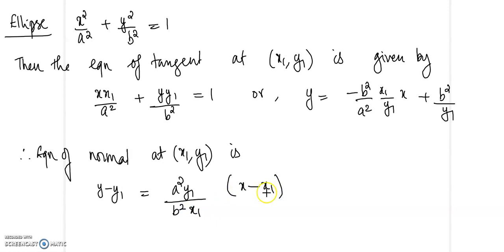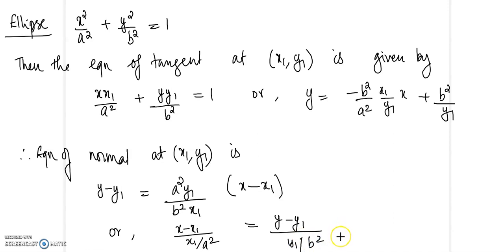So that is going to be the equation of the normal, or we can rewrite it in the form (x minus x1) by (x1 by a square) equal to (y minus y1) by (y1 by b square). Just rearrange it, so we can write it in this form. So that is the equation of tangent and normal to the ellipse.